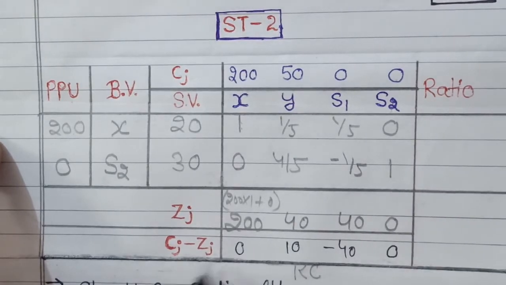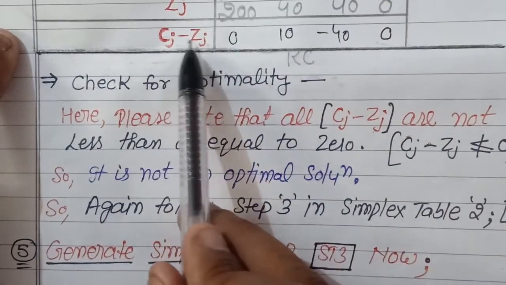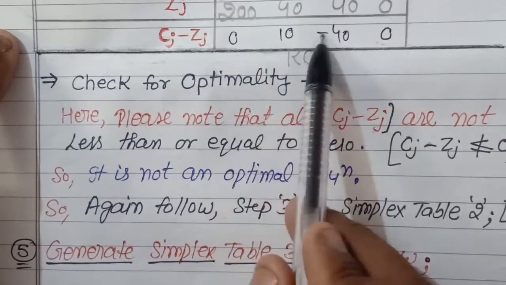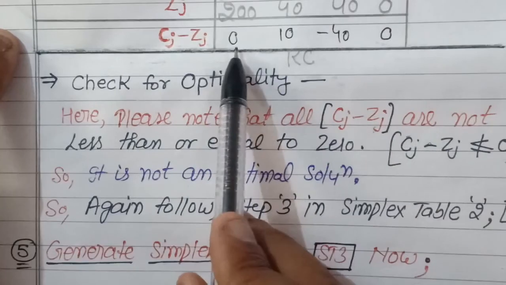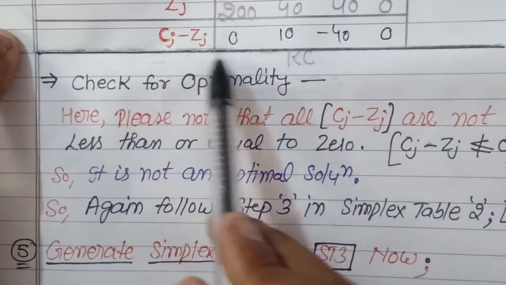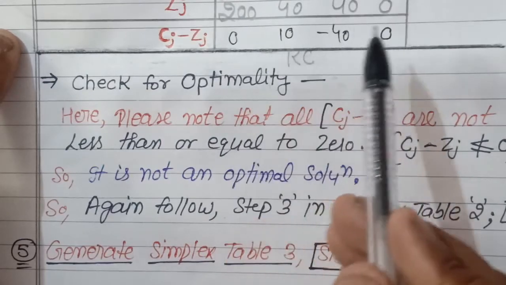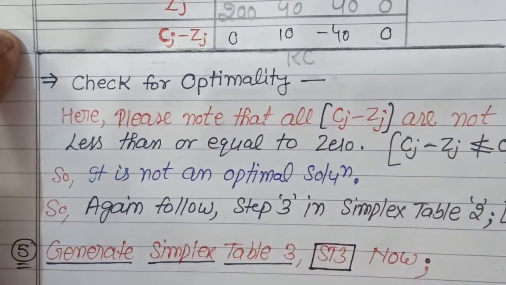Now we again have to make the optimality check. For the optimality check we have to check the values of Cj minus Zj, and if all the values of Cj minus Zj are less than or equal to 0, the solution is optimal. But here in this case you will see that we are having a positive value, so this is again not an optimal solution, and we again have to follow the previous procedures: we have to find the key column, find the ratio, find the key row, then find the incoming and outgoing variable, and then select the key element, and again draw a simplex table 3.